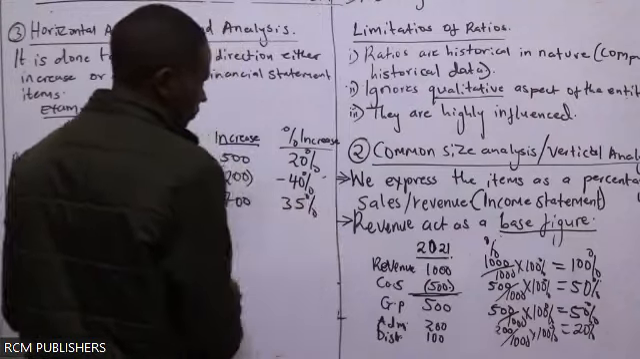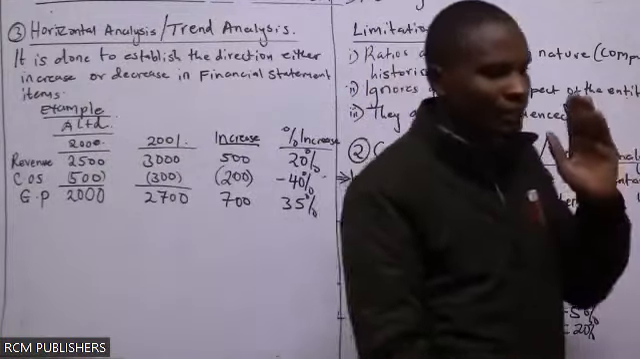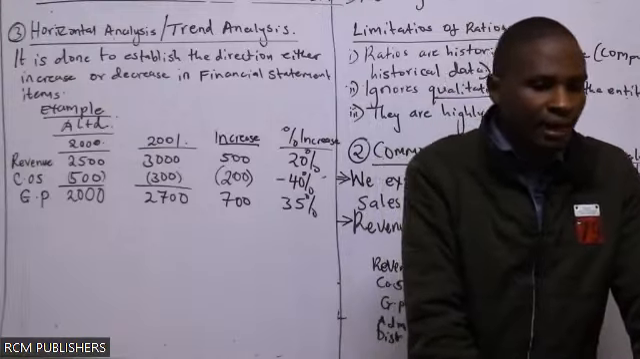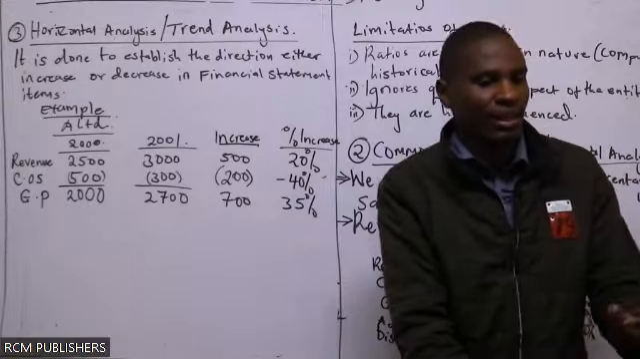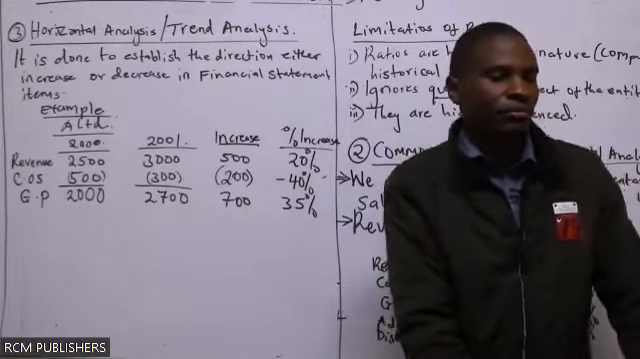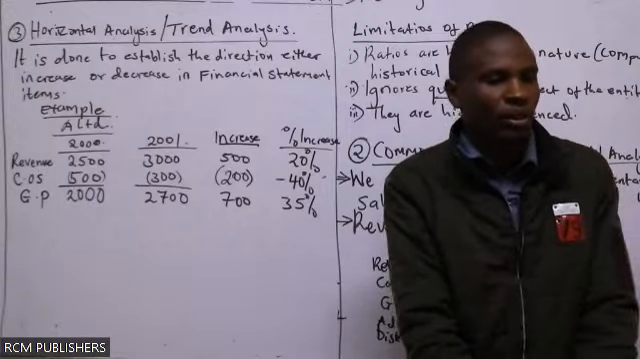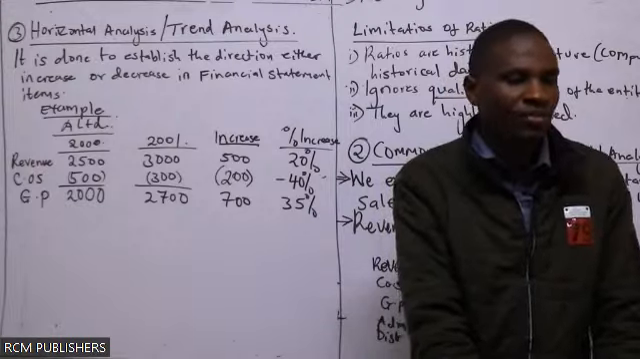So, do you understand the difference between common size analysis and trend or horizontal analysis? Do you understand? I'd like to get that from you. Have you understood how we are getting this? It's very, very simple.